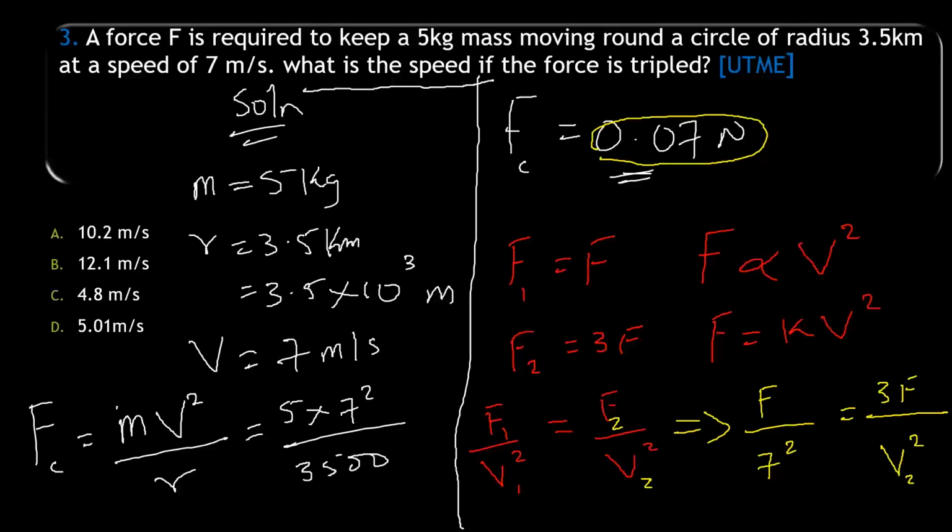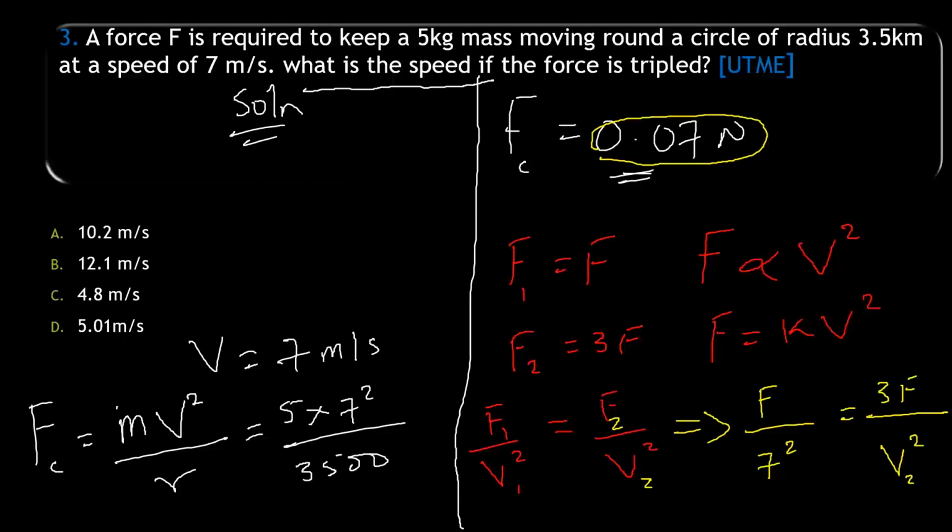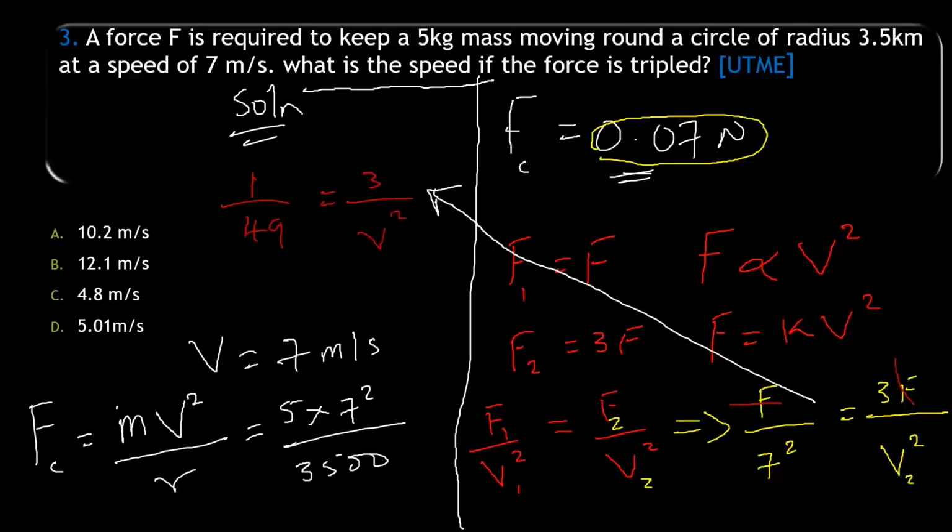Okay, let me make space here so we finish it up. Let me pick my biro again. Now from here, let me draw the line here. So here, the F's will cancel. This F takes care of this F, and then we are left with 1 all over 49 is equal to 3 over V squared, of course V2 squared.